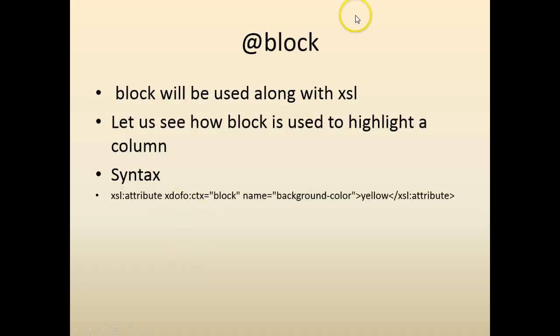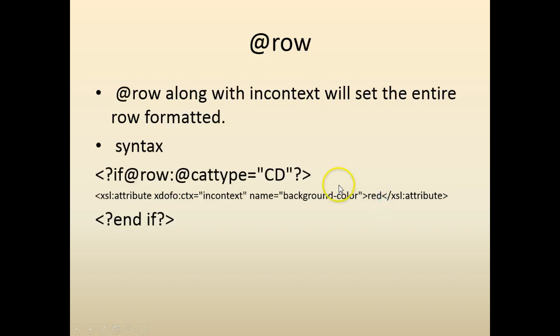Let's look at the syntax for adding a block. So the syntax is XXL attribute xdofx block, then the background color, then type is background color in this case. For at row along with the in context, we set the entire row formatting. So in our case, if at row where the category type is equal to CD, then we would set the in context for the background color to be red.